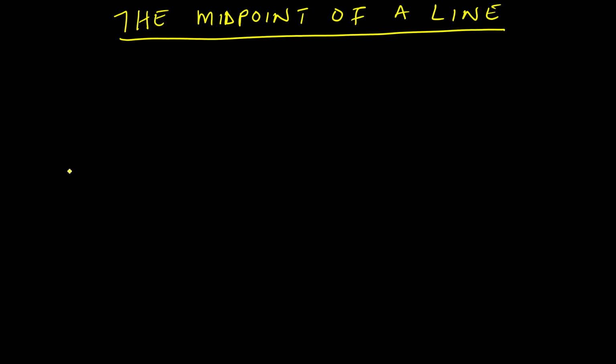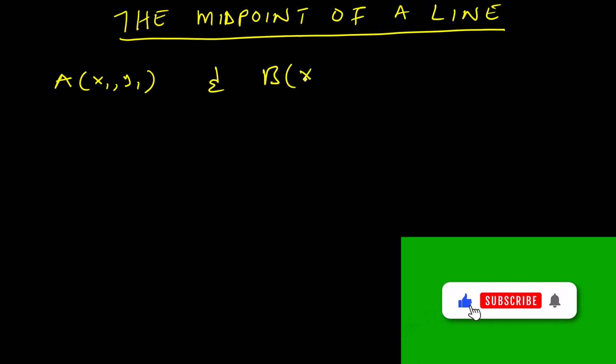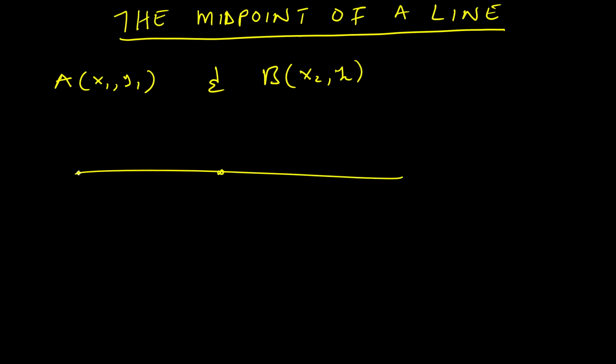All right, let's look at how to find the midpoint of a line. In case you are given 2 points, say point A (x1, y1) and point B (x2, y2), let's assume this is the point A and this is the point B. So this is the mid of the line. If you are asked to find the midpoint of the line, it's given as follows.